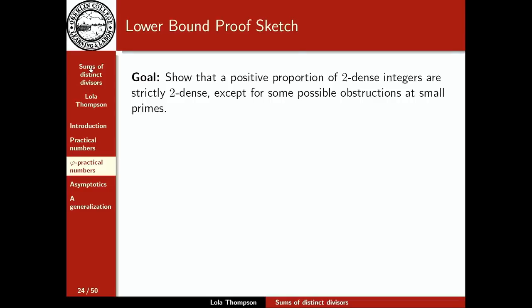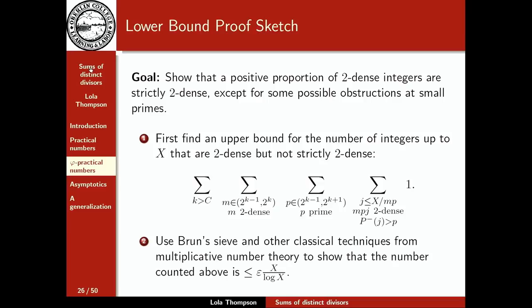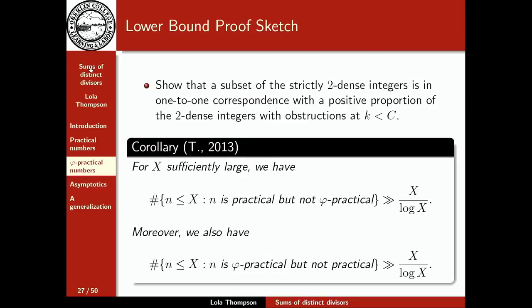Well, we can try to show that a positive proportion of the 2-dense integers are strictly 2-dense, except possibly for some problems of small primes, which we can show aren't actually problems. So what we first do is find an upper bound for the number of integers up to x that are 2-dense but not strictly 2-dense. And so we want to find an upper bound for this quantity with all the sums. You see we've split up the numbers so that there's a 2-dense part, then we tack on a prime that's a little bit too big that prevents it from being 2-dense, and then we have the rest of the number. So that's how we're splitting it up. And we can use Brun's sieve and a bunch of other techniques from classical multiplicative number theory to show that this quantity is at most some small epsilon times x over log x. And then we just show that these small primes don't actually cause a problem.